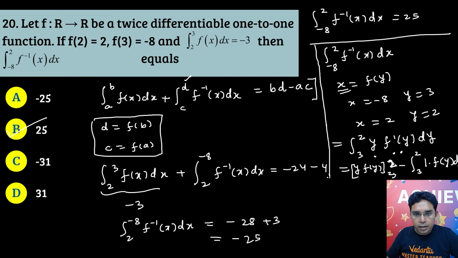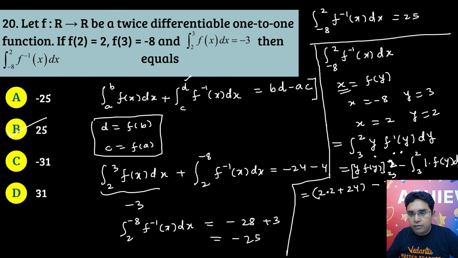So here if you put the values, y is 2, f(2) is 2, minus y is 3, f(y) is minus 8, so minus minus plus, it will become 24. 2 into 2, 4 plus 24 minus, this is what we are given, that the integration from 2 to 3 is minus 3, so that will be plus 3. So here you can check also, we are getting 25 as the answer. So for very simple questions, this is based on substitution you can say, or based on this property.